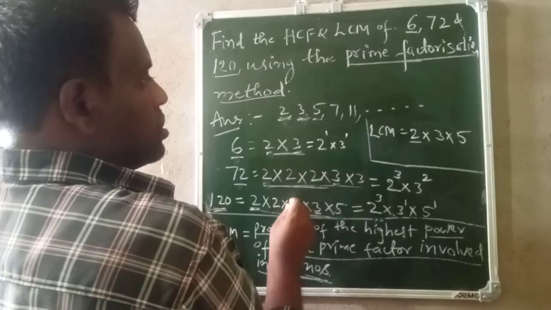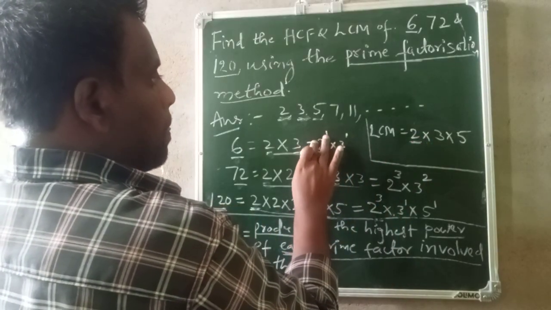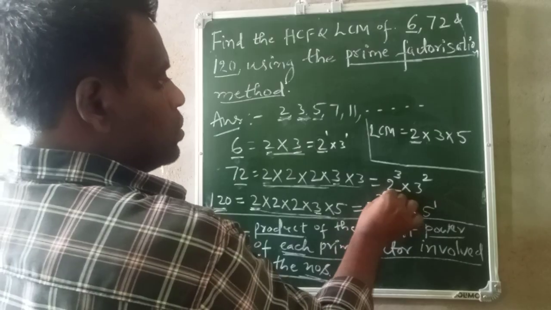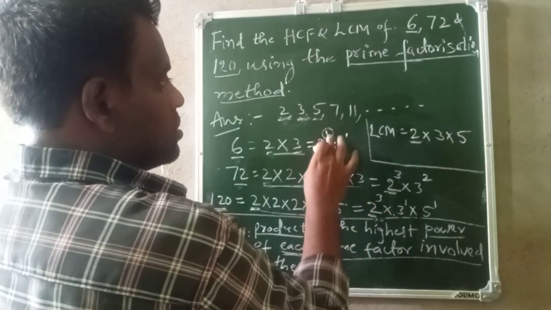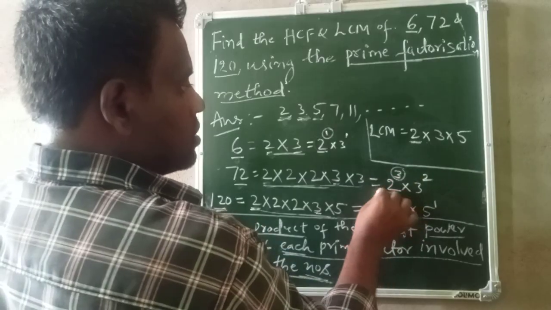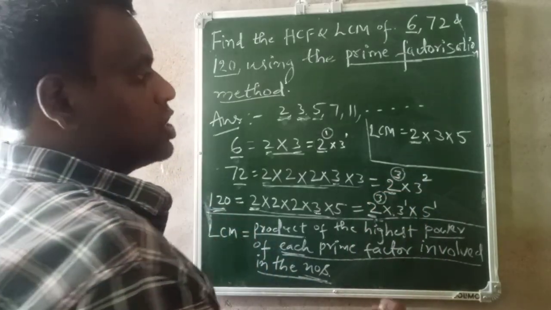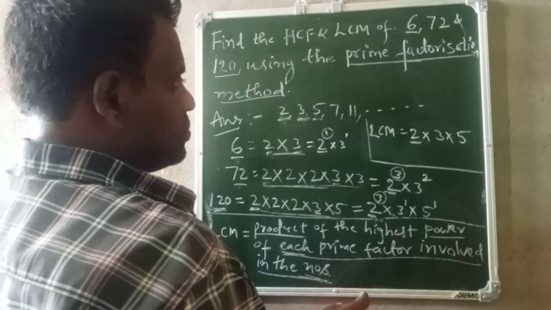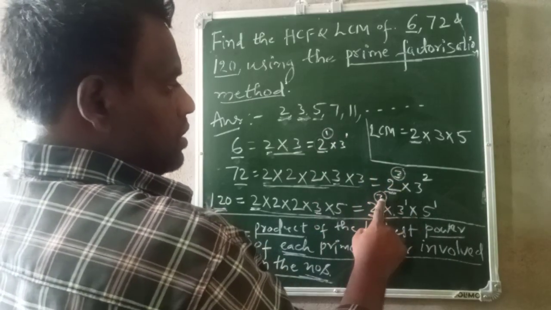Okay. First, wherever 2 is, here 2 is there, no? First I will consider 2. Here 2 is there, here 2 is there, here 2 is there. I will circle the powers. So this is the power, this is power, this is power. Highest power. You take highest power. Which is highest power? Here 1 is there, here 3 is there, here 3 is there. 3, 3 both are same.